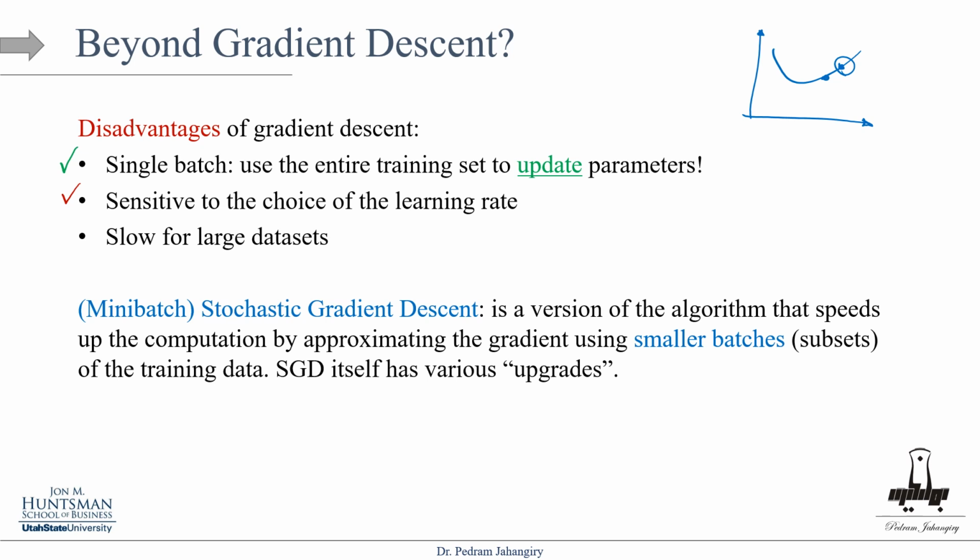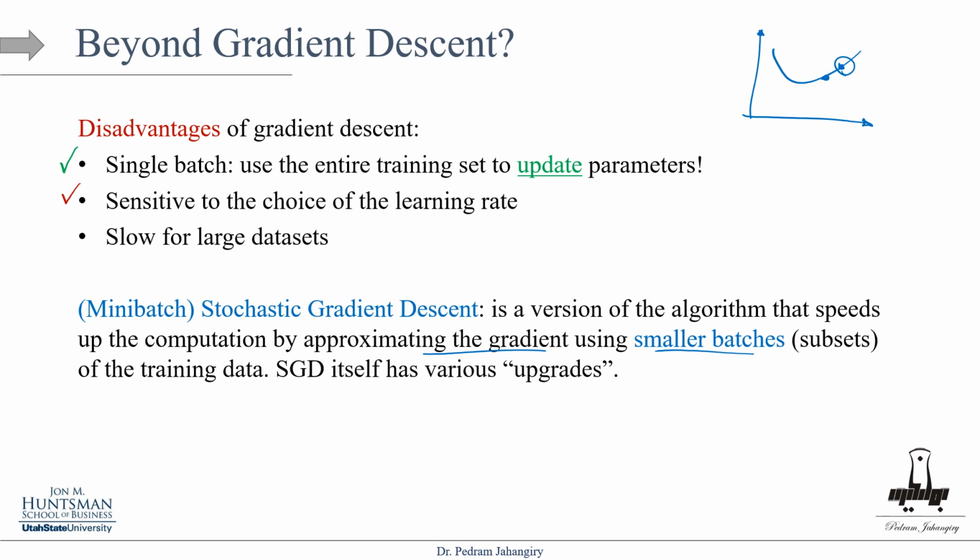So what is the solution? The solution is something called stochastic gradient descent, or in more general terms, mini batch gradient descent. The idea of mini batch gradient descent is that it's a version of the gradient descent algorithm that speeds up the computation by approximating the gradients. It's not going to calculate the exact gradient, which is based on the entire data set. It's going to use a subset of the data set and calculate the gradients based on that subset, so it approximates the exact value of the gradient. So using smaller batches, this is the idea of mini batch stochastic gradient descent.